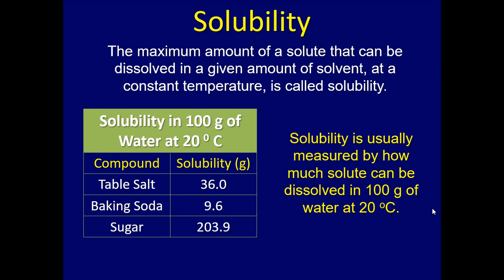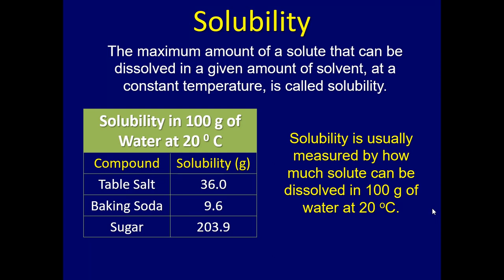The maximum amount of a solute that can be dissolved in a given amount of solvent at a constant temperature is called solubility. Solubility is usually measured by how much solute can be dissolved in 100 grams of water at 20 degrees Celsius. The 20 degrees Celsius refers to room temperature, and 100 grams is just a standard that they use in science to measure solubility.